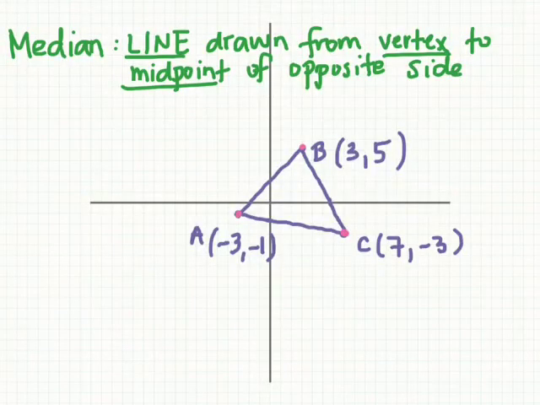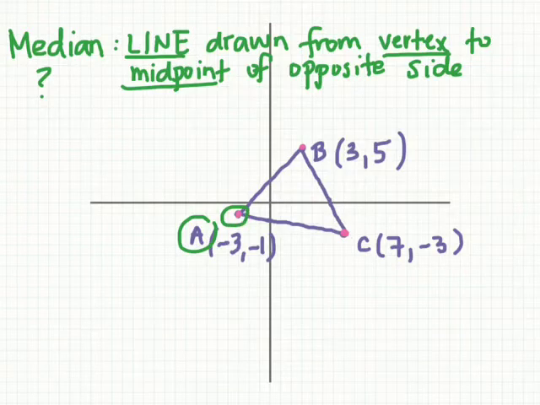Okay, in this example, we're given a triangle. I just graphed the triangle so you can visualize what it looks like. So, triangle ABC, and we need to find the median from vertex A.